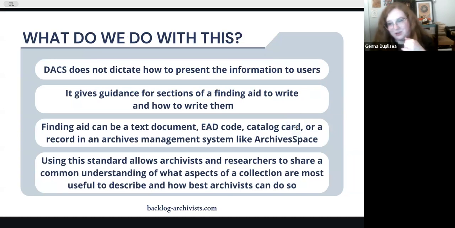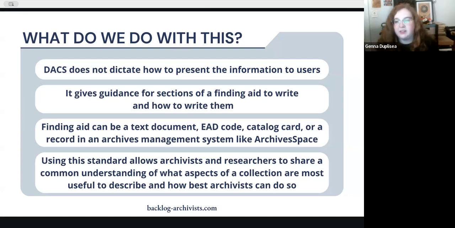So what do we do with all of this? At the end of all of my technical presentations, it's like, so what now? This has all been very theoretical. But DACS does not dictate how we're going to present this information to users. Like I said before, it's output agnostic. So maybe you're putting stuff in ArchivesSpace, maybe you're writing a text finding aid in Microsoft Word, and you're posting that as a PDF, or you're printing it out. Maybe you're also encoding in EAD. These are all places where you would be applying the standards of DACS.